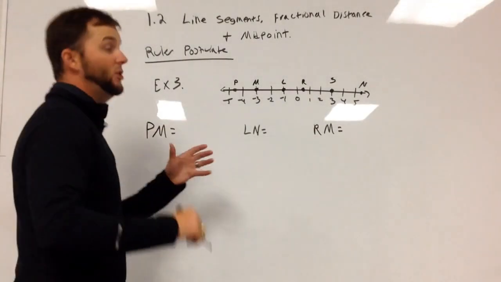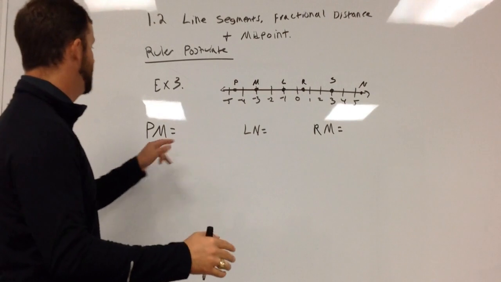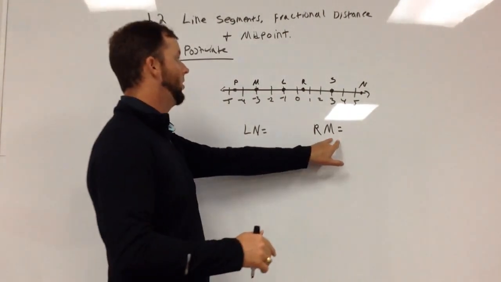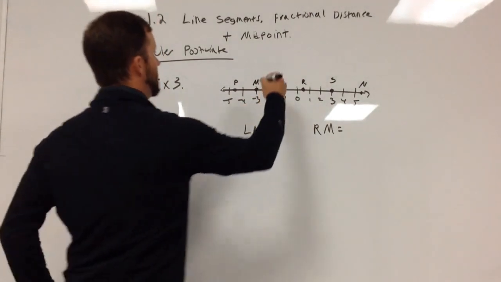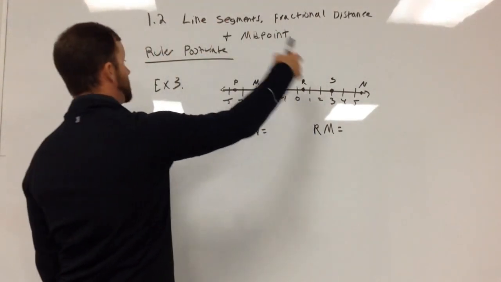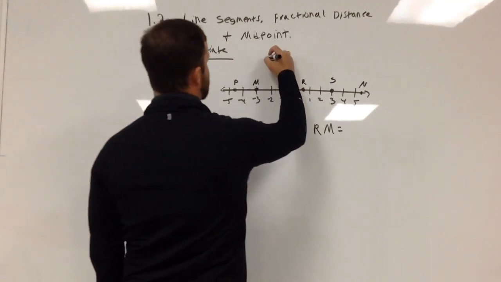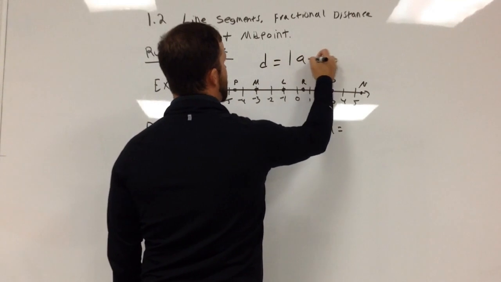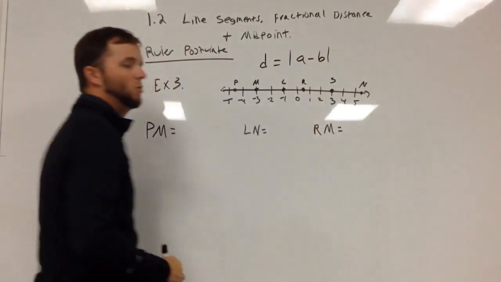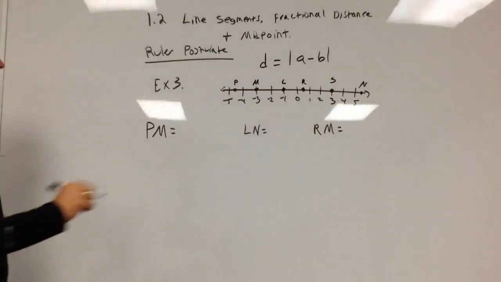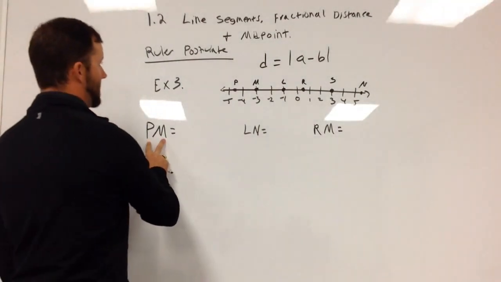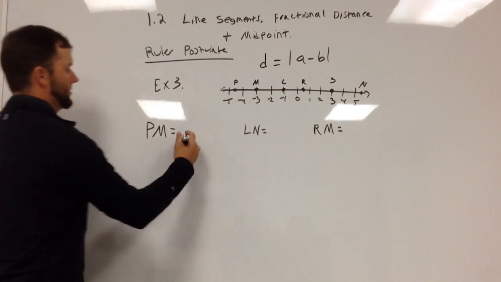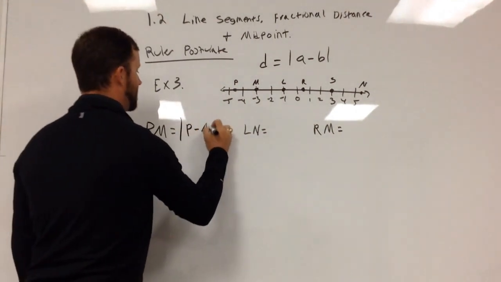Alright guys, so now I'm going to use what I just taught you to find the distance of PM, the distance of LN, and the distance of RM. So remember I just showed you to find the distance between 2 points, I'm going to use it as D, that's going to be equal to the absolute value of A minus B, or whatever the two coordinates are, that's how I'm going to plug it in. So right now I need to find P to M, so that means I want to find the absolute value of P minus M. So the absolute value of P minus M.